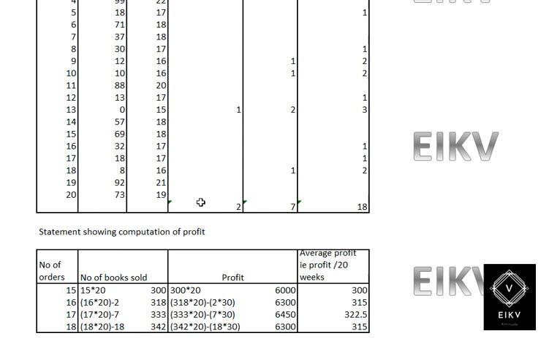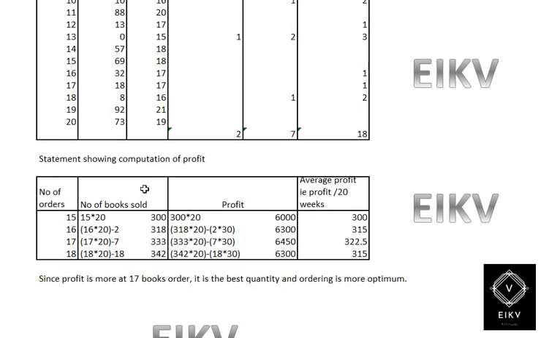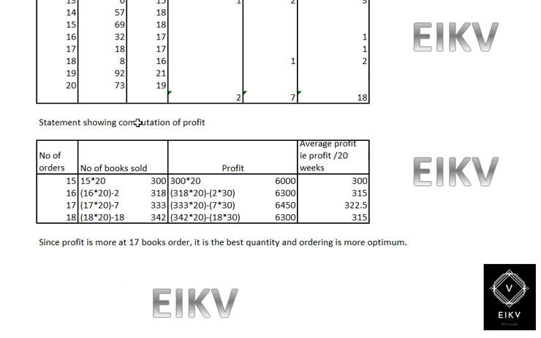After that we need to take the total. So for 15 books there will be an inefficiency of 2, for 16 books, and then for 17 it is 7, and for 18 it is 18 books. Now the statement showing computation of profit and average profit.